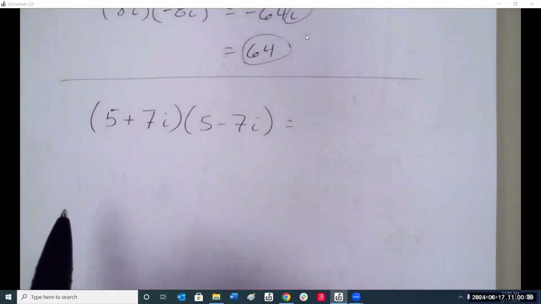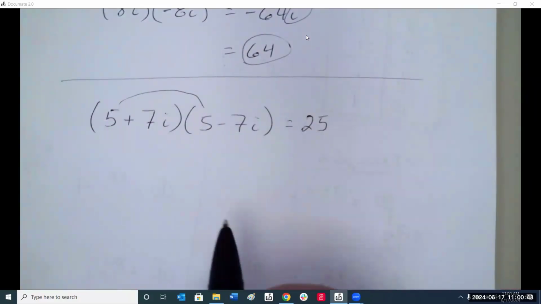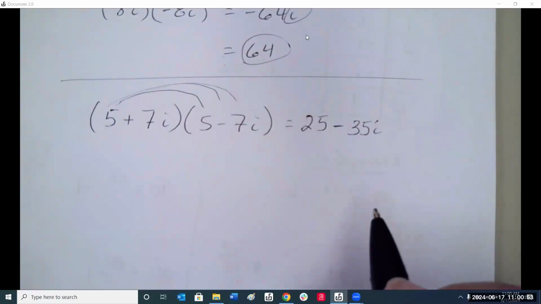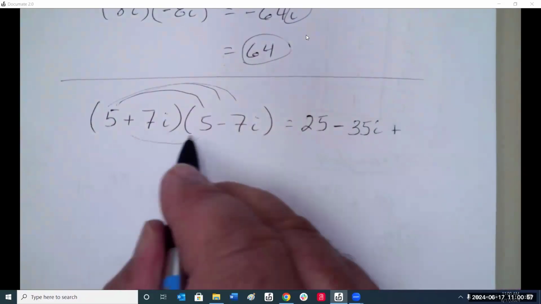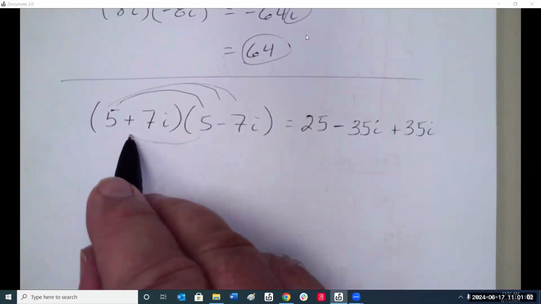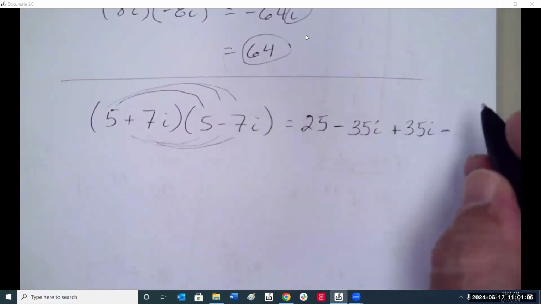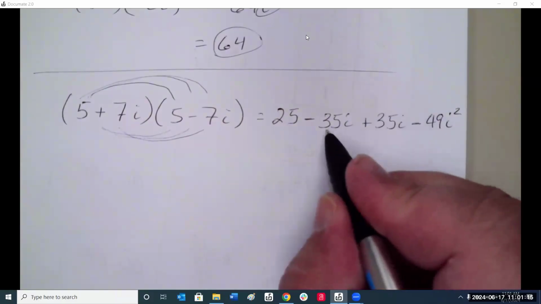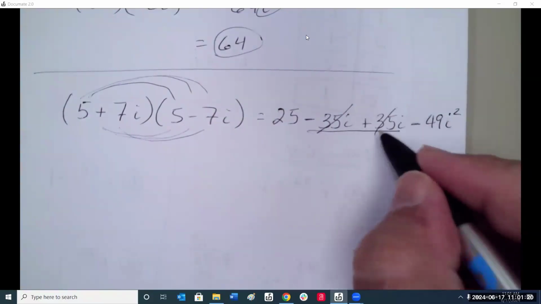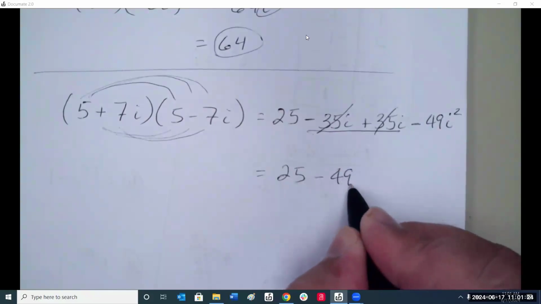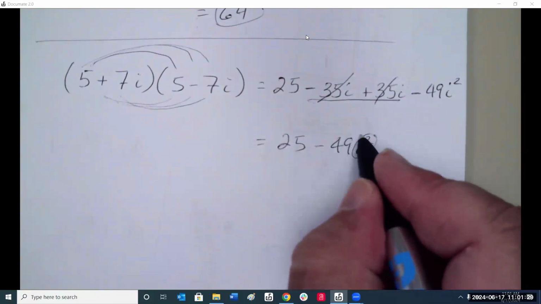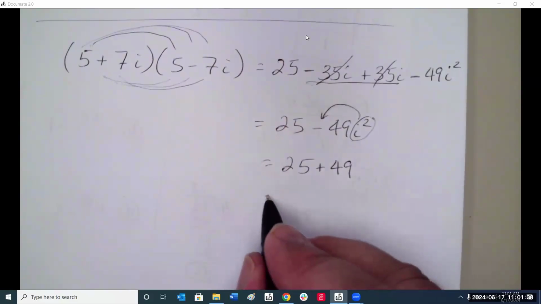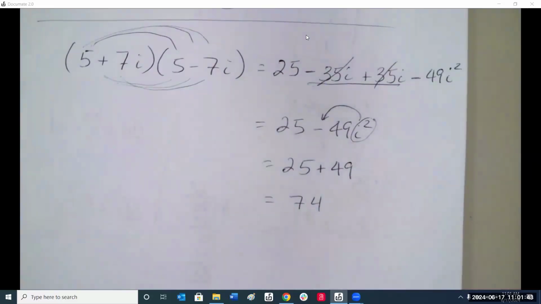Let's look at this. 5 times 5 is 25. Positive times negative is negative. 5 times 7 is 35i. Positive times positive is positive. 7 times 5 is 35i. Positive times negative is negative. 7 times 7 is 49i squared. Combine like terms, what happens to these two? They cancel out. So we get 25 minus 49i squared. The I squared changes the sign in front of it. And you just notice there are no more i's.